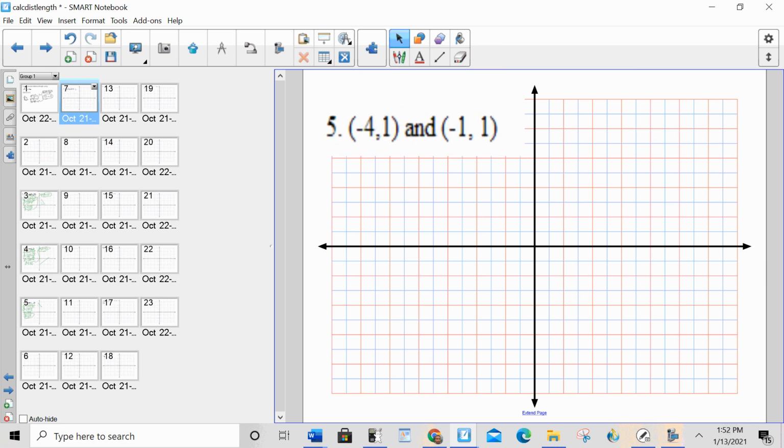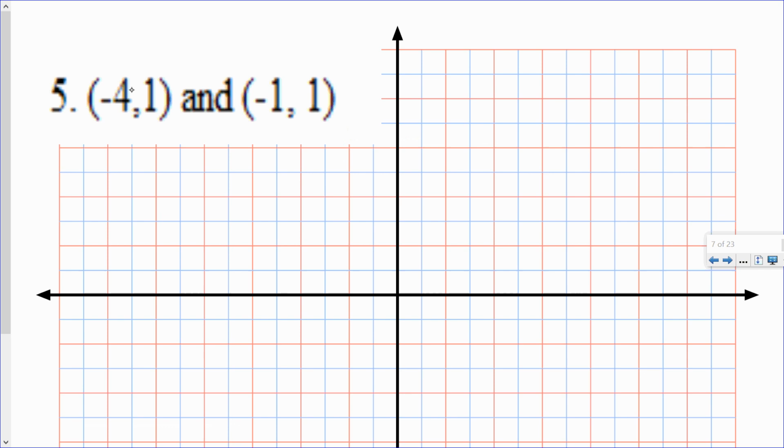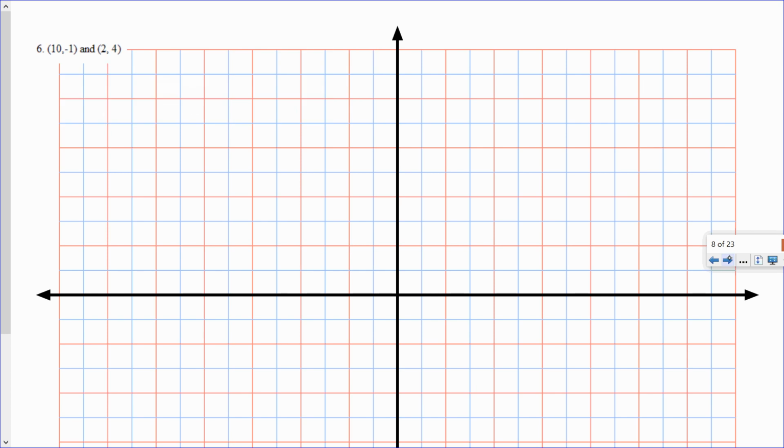Let's take a quick look at number 5. Negative 4, 1, and negative 1, 1. If it's a straight line, you don't have to use the distance formula. What's the length of this line segment? One, two, three. Done. So if it's just a straight line, you don't have to use the distance formula. If it's a horizontal or vertical line, just count the boxes.